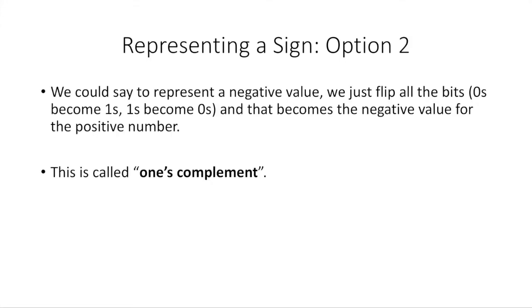Now, let's say we're totally changing our direction here. Let's say, okay, this whole sign bit thing didn't work the greatest. So in order to get a negative number, we just reverse all the bits. All the ones become zeros, all the zeros become ones, and that becomes the negative value for that positive number. This actually has a name. It's called ones complement, because we're basically flipping one time.